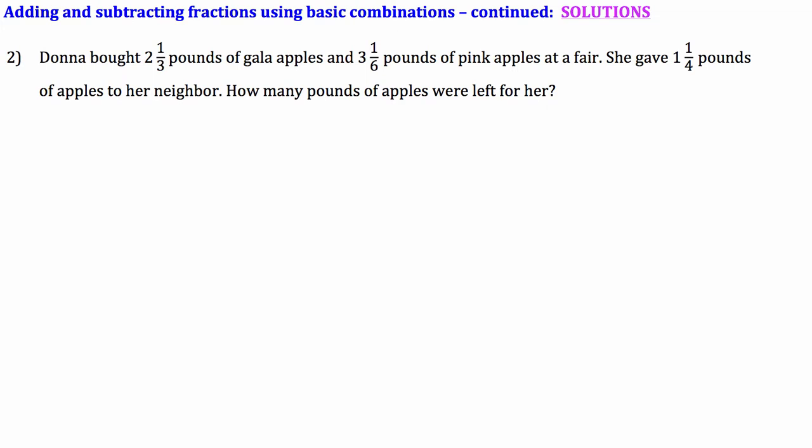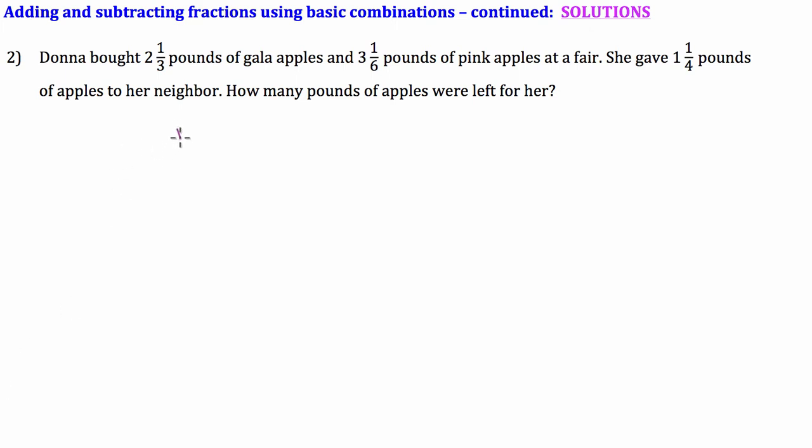In this problem, we are told that Donna bought 2 and 1/3 pounds of gala apples and 3 and 1/6 pounds of pink apples at a fair. She gave 1 and 1/4 pounds of apples to her neighbors, and we have to figure out how many pounds of apples were left for her. So this problem we can solve in 2 steps.